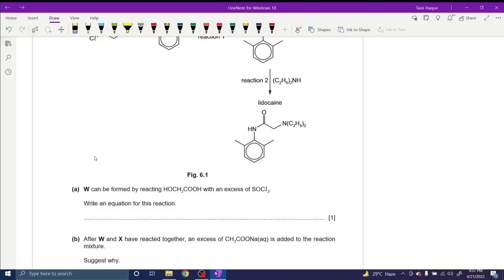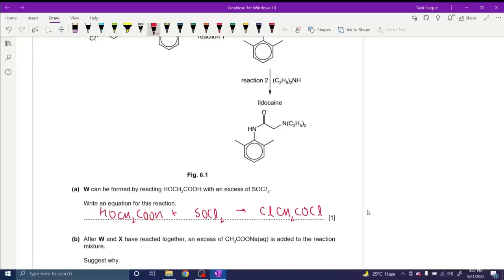What is seen after this reaction? Mainly SOCl2 is thionyl chloride, right? So white fumes of HCl will be seen and another colorless gas is formed, sulfur dioxide. Okay, so let's draw this. HOCH2COOH plus thionyl chloride is equal to Cl. Chlorine basically takes the position of OH. CH2COCl. So remember guys, this is very important.